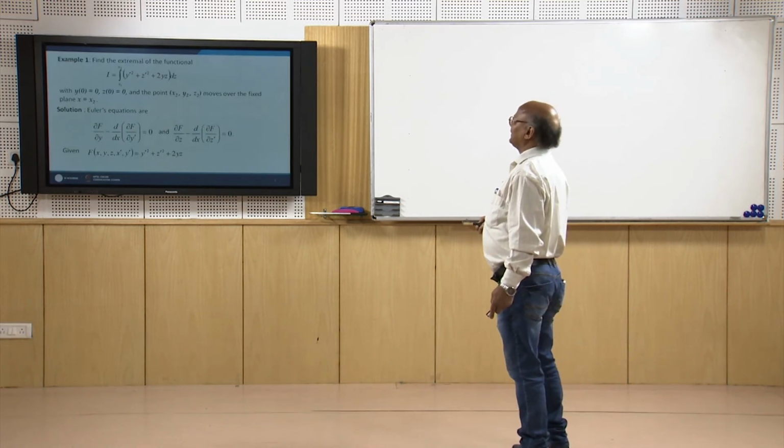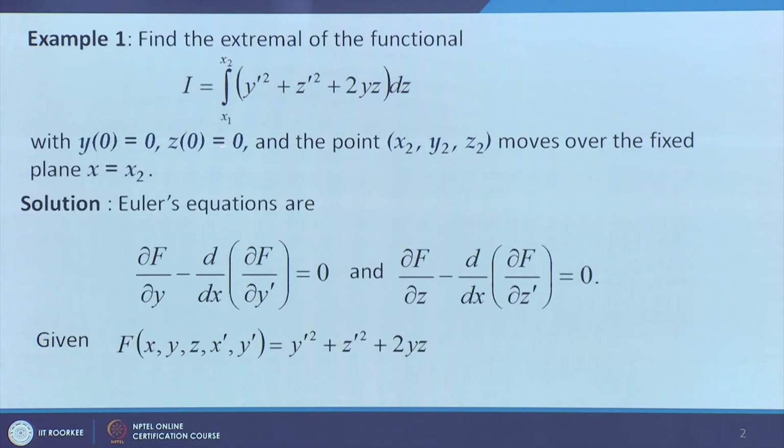Now first we will begin with the problem where the functional depends on two functions y and z of the independent variable x, and one boundary point x1, y1, z1 is fixed, while the other point x2, y2, z2 lies on the surface. So the surface here we have taken as the plane.